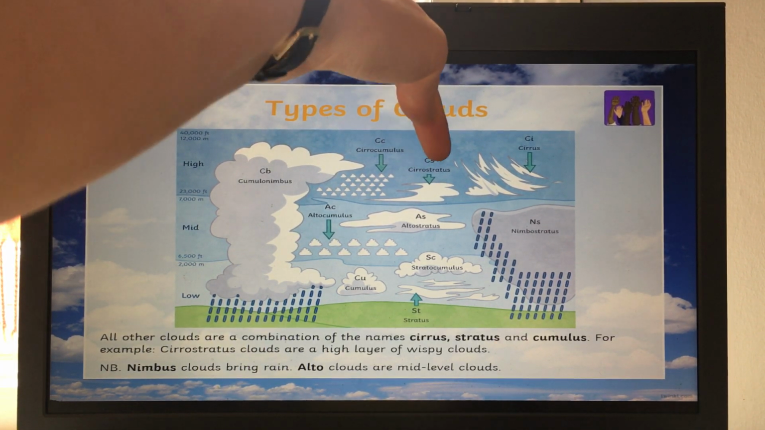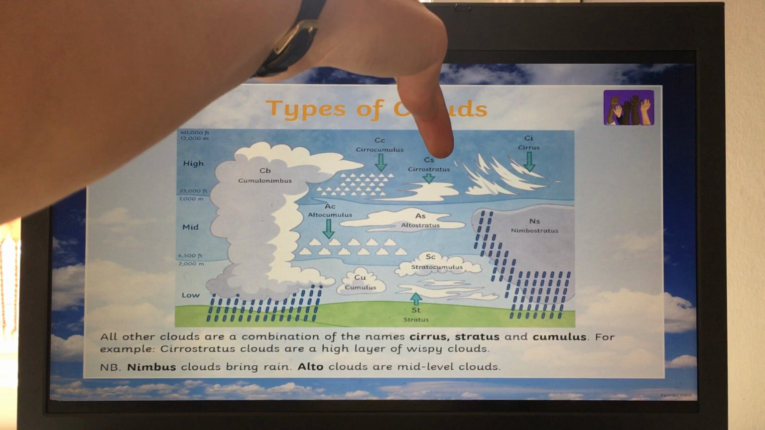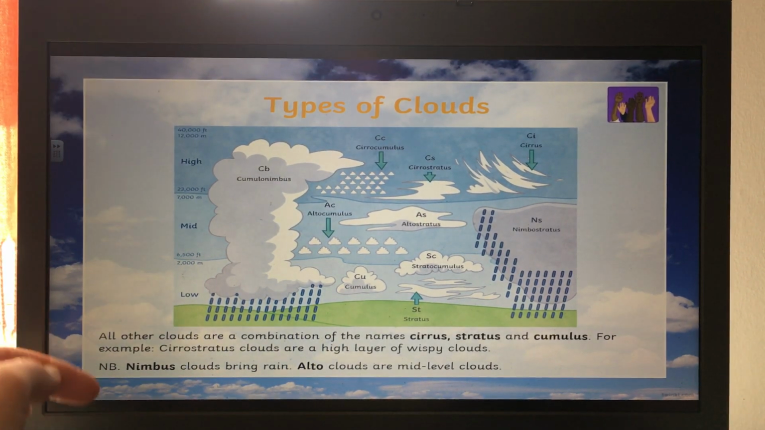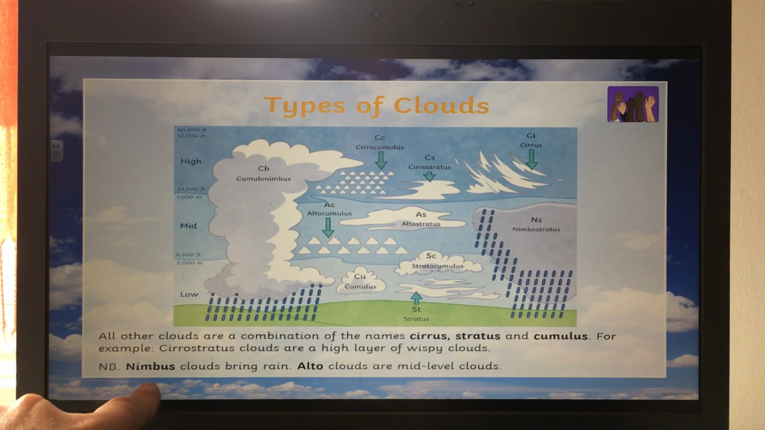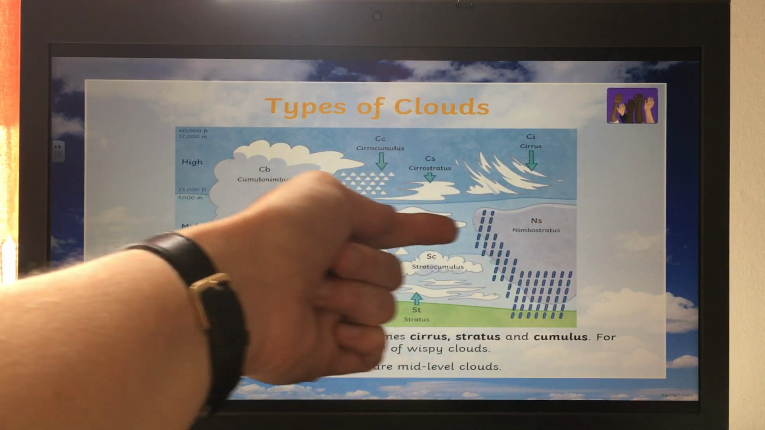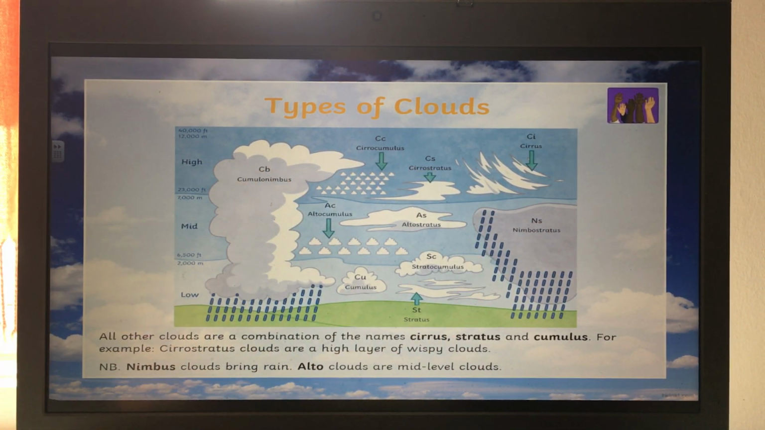No, wispy and a layer of. Yeah. Okay. And nimbus clouds can bring rain, and alto clouds are those on the mid layer. So if it's got a prefix of alto, then it's in the mid layer of the troposphere.